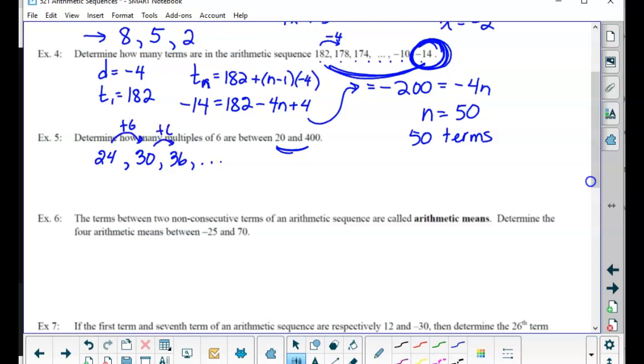That's your common difference. Now figure out, is 400 a multiple of 6? It is not, right? If you go 400 divided by 6, you get a decimal. What's the next lower value than 400 that's a multiple of 6? Try a few values, obviously even. And you get 396.